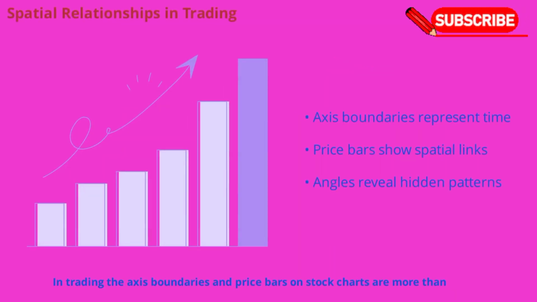In trading, the axis boundaries and price bars on stock charts are more than just lines. They're literal representations of the spatial relationship between price and time. By using the square of 9, we can see how these relationships play out over time, helping us anticipate future movements. This awareness is crucial for traders who want to move beyond basic chart reading and start thinking in terms of angles and degrees. The square of 9 gives us a framework to do just that, making the abstract more concrete.